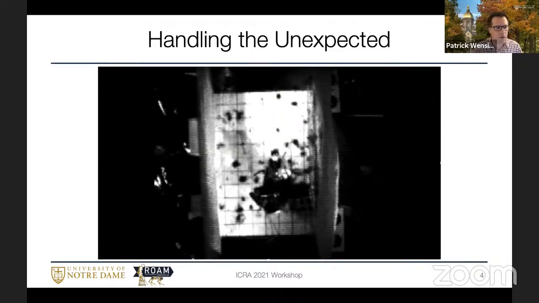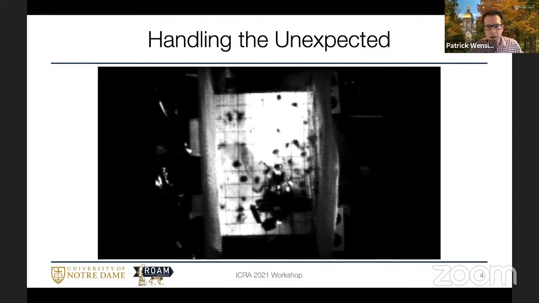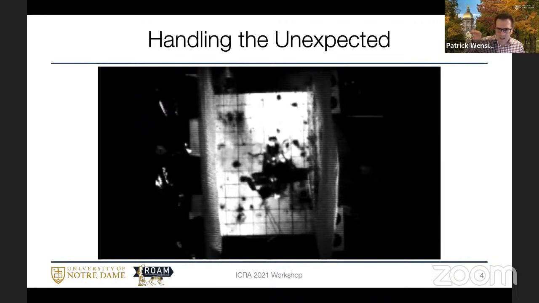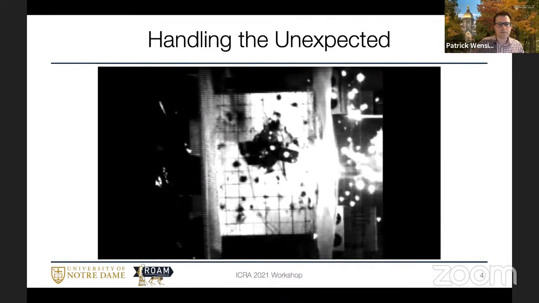This is from Bob Full at Berkeley. So he had this cockroach run across this gel surface, and they were able to measure the forces under the feet. And here, as this cockroach runs along, the unexpected physical interaction is that there's actually a little tiny cannon that's mounted on the back of the cockroach that's going to apply a disturbance force to the body.